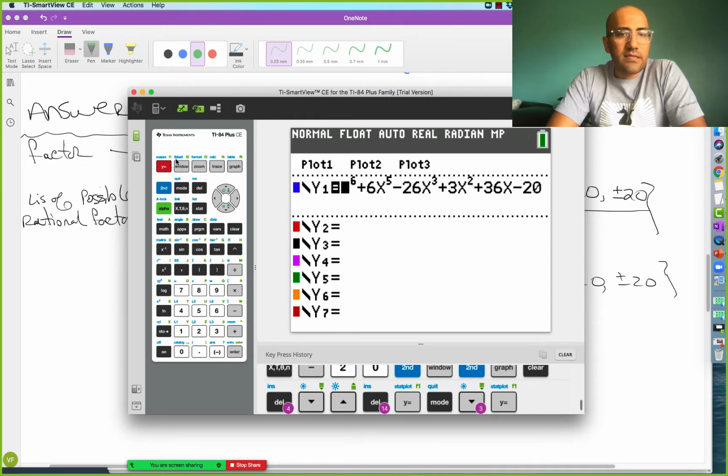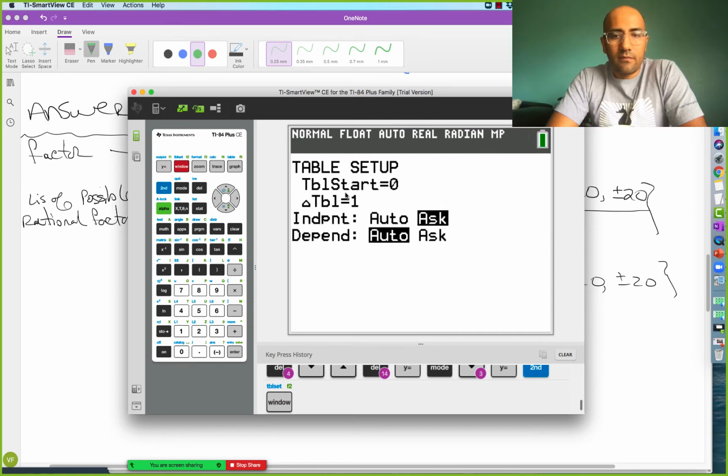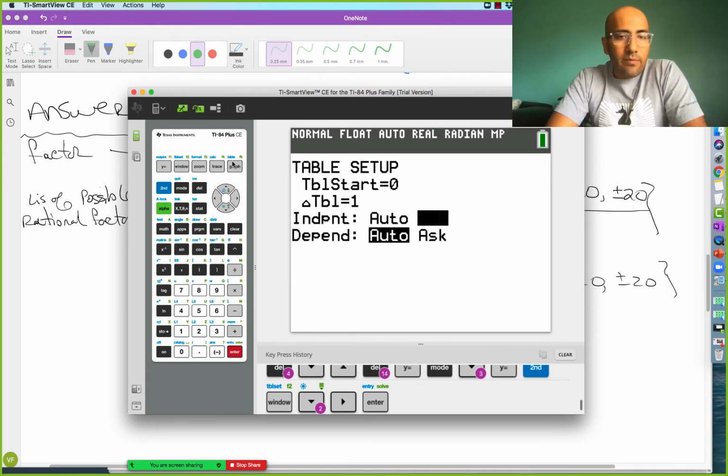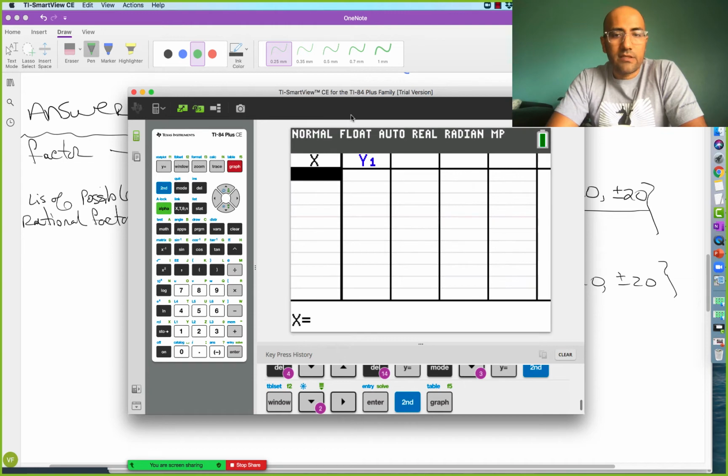The little thing that says table set right in there. So we have to hit second table set. That gets you to this screen. Under independent variable, you're going to hit ask. So you got to go down, down, to the right, hit enter, make sure it says ask. Dependent, leave it as auto. This doesn't matter for us. Good? And then finally, right above the button that says graph, there's a little button that says table. So we hit second table, and then we get to this screen.